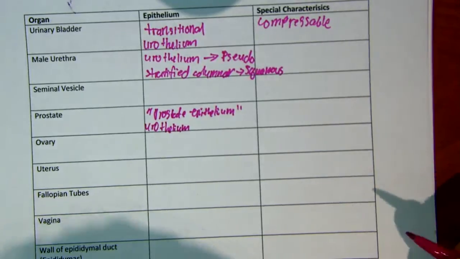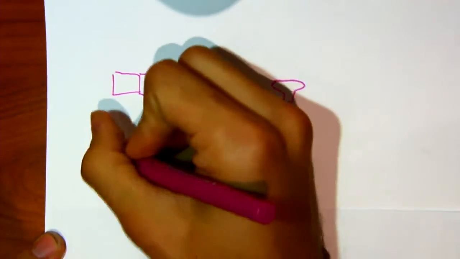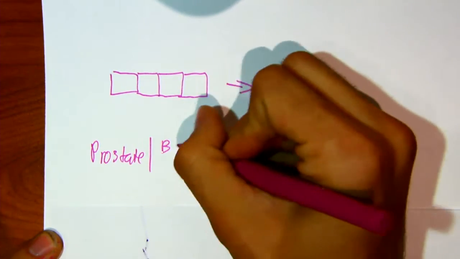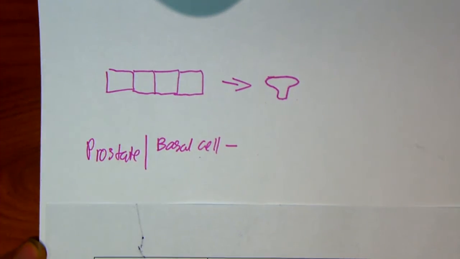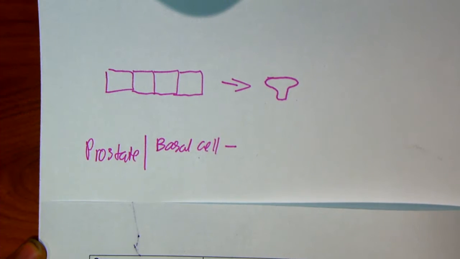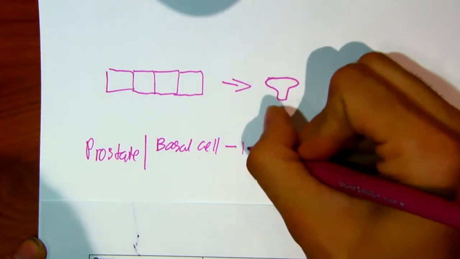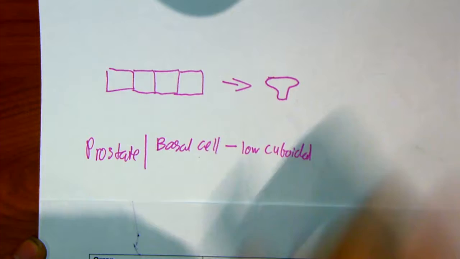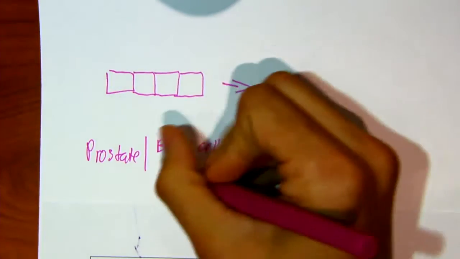All right. I made this box a little too small, so I'm going to write here. So for the prostate, we also said basal cells. What type of epithelium do basal cells have? Cuboidal. A little specificity, low cuboidal. All right, anything else? Good, we have mucus cells.